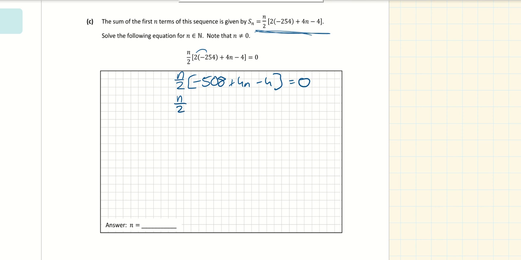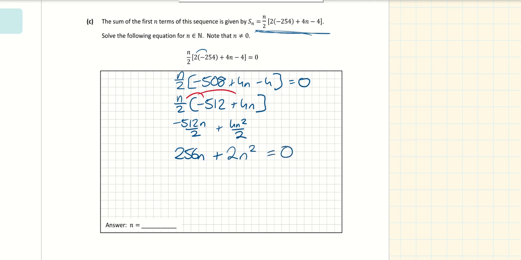Okay, simplify inside your bracket. So minus 5, so it'll be minus 512 plus 4n. Now, in order to solve this, we're going to have to multiply out this bracket. Okay, so it'll be minus 512n over 2 plus 4n squared over 2. Now, to get rid of these 2's, these can cancel out. So 512 over 2 will be 256. So we'll have 256n plus, now this 4n squared over 2 will be 2n squared equals 0.